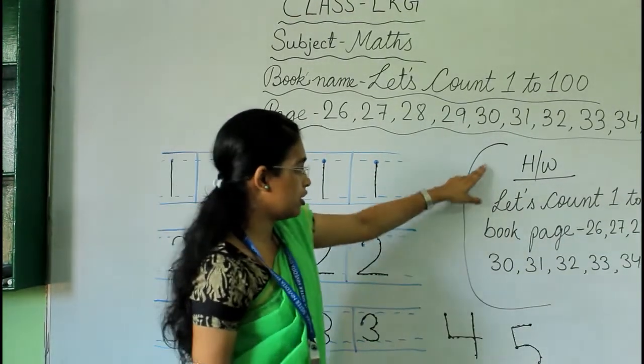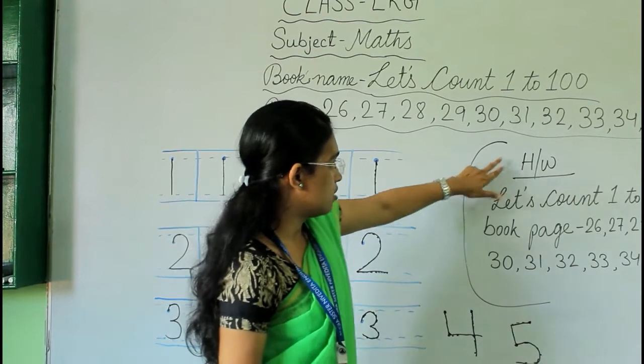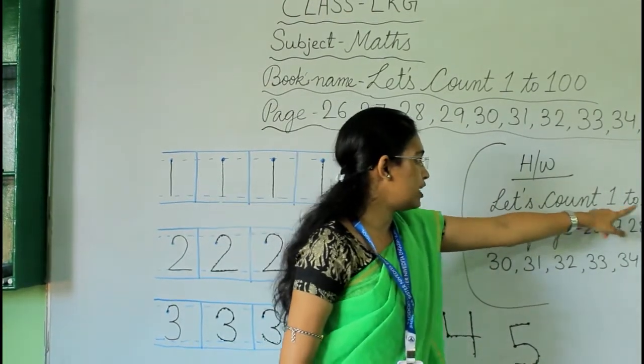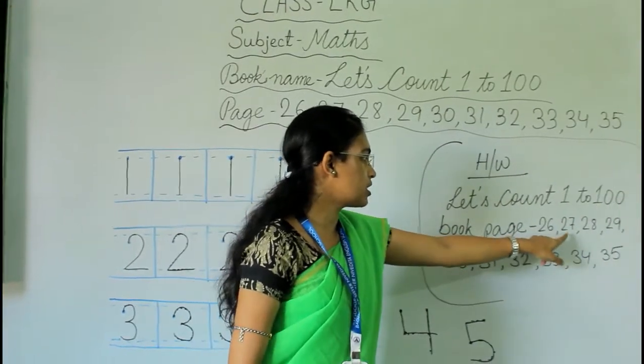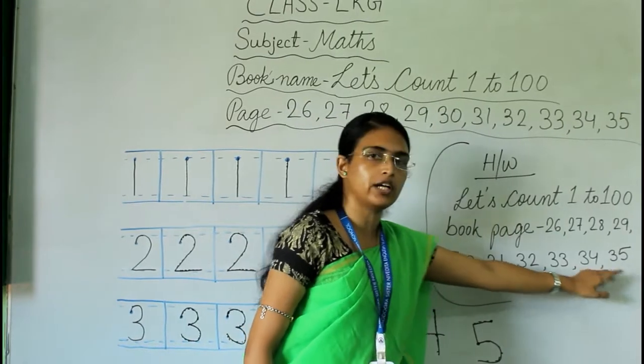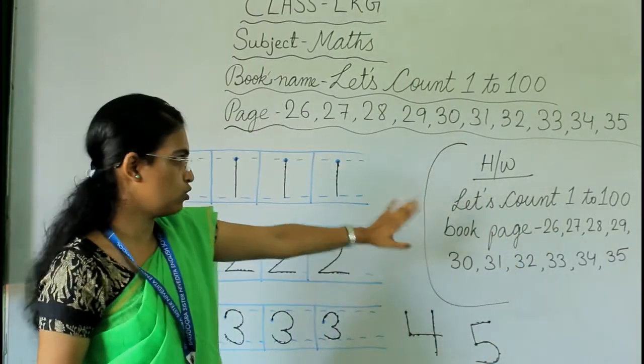Now pause the video and look at this. This is your homework. Okay. Let's count 1 to 100 book, page number 26, 27, 28, 29, 30, 31, 32, 33, 34 and 35. This is your homework. Do this in your book.